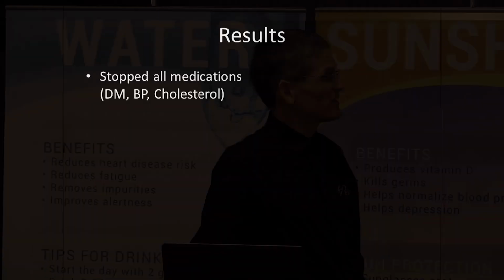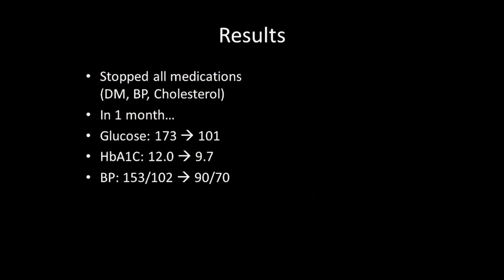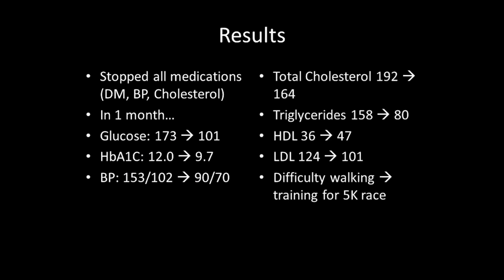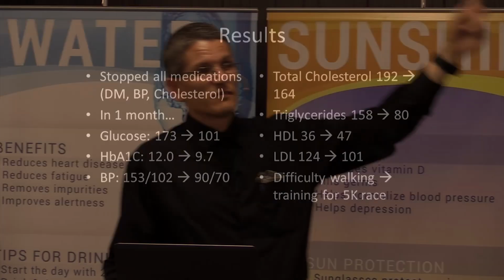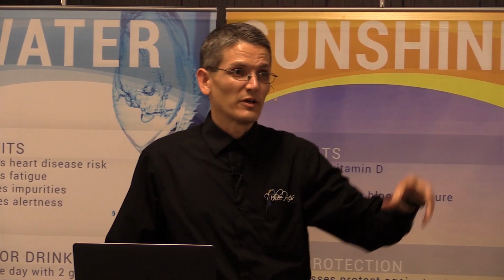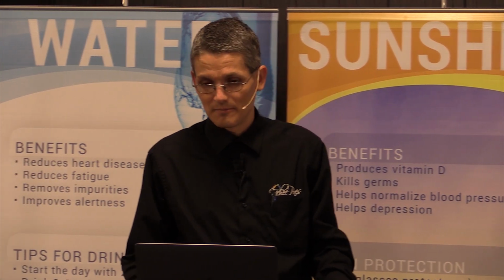Well, he stopped all of his medications, and we talked about this yesterday, so I'm not going to go over all of the details. But in general, what happened, his blood sugar levels came down, hemoglobin A1C came down, his blood pressure came down, his cholesterol levels came down, except for his good cholesterol, which went up. And from difficulty walking, he was at that point then preparing for a 5K race. He felt like he had his life back. Ivan was very happy about that.